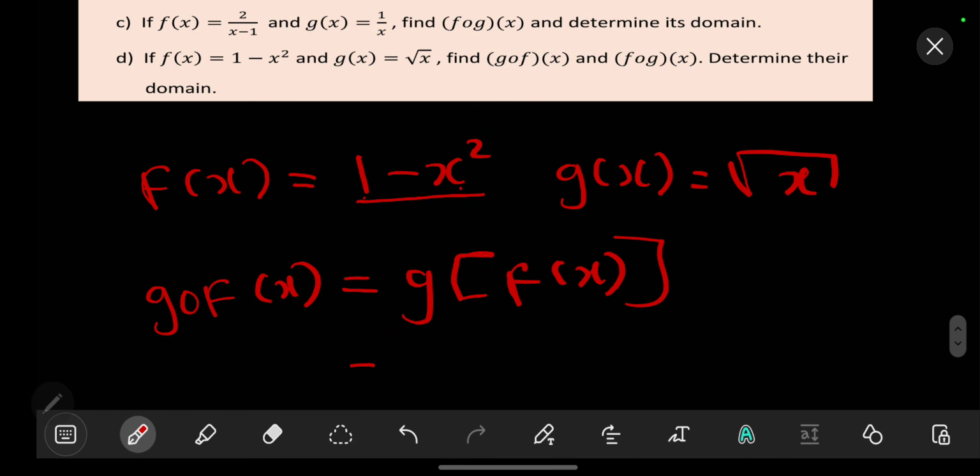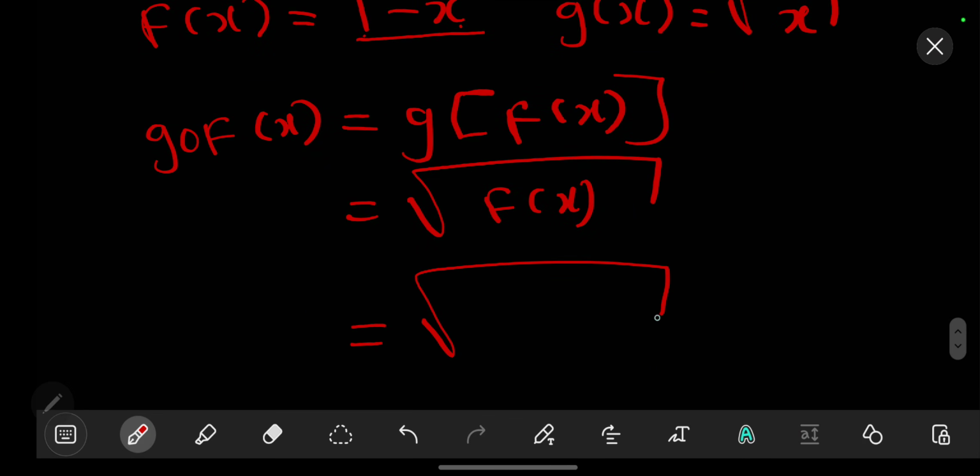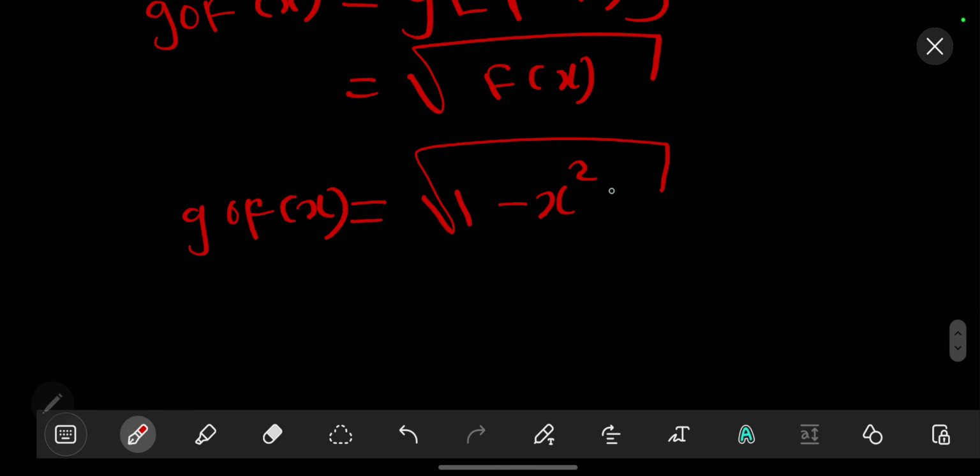If not, continue. So we are going to have, where there is g, the square root of, where there is x, put your f of x. So we are going to have the square root of 1 minus x squared like that. This is our g of f of x. This is a difference of 2 squares.